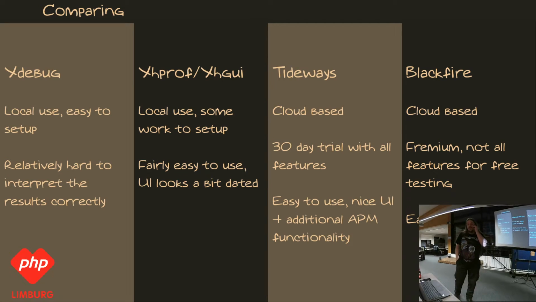So if we compare it, if someone has better skills than me to visualize this, please help me out. We have Xdebug, that's local. The biggest drawback is that it's relatively hard to interpret the results you get. XHProf is still local. It's also fairly easy to use. And then you have two cloud platforms, Tideways and Blackfire, that have a similar experience, where Tideways also gives you this basic APM functionality. So if you want to use this in production, this might be interesting.